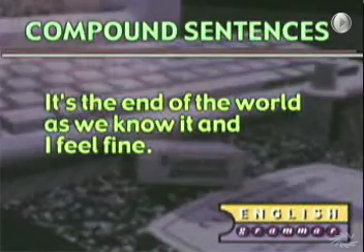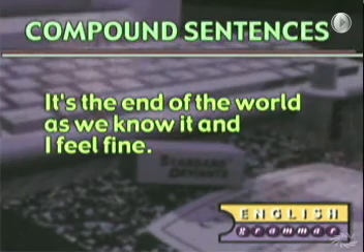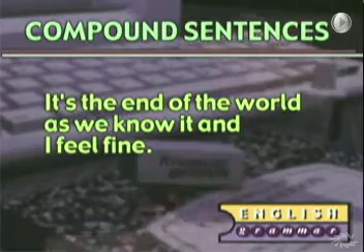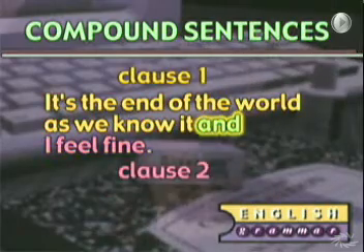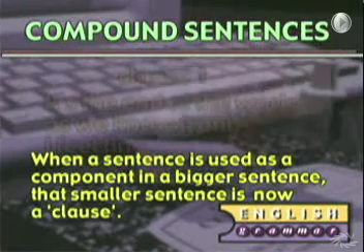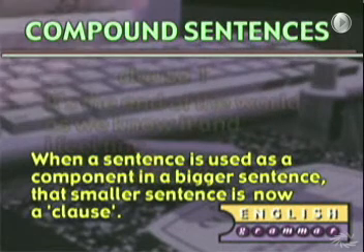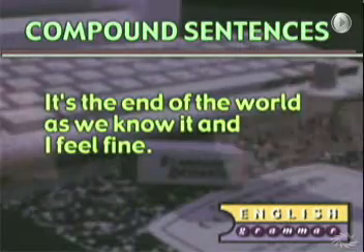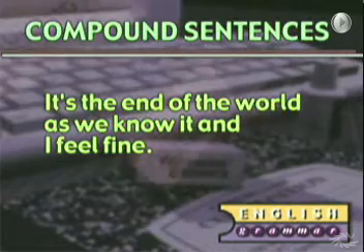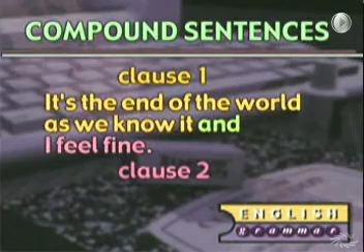Let's look at the following sentence. It's the end of the world as we know it, and I feel fine. This sentence is really just two smaller sentences hooked together by a conjunction, in this case, and. When a sentence is used as a component in another, bigger, fancier sentence, we call it a clause. When we look at the sentence, it's the end of the world as we know it, and I feel fine, we see that it consists of two clauses, each of which can stand as its own sentence.